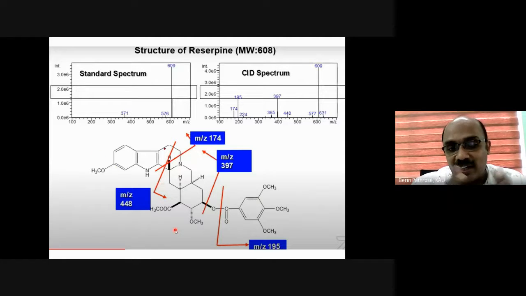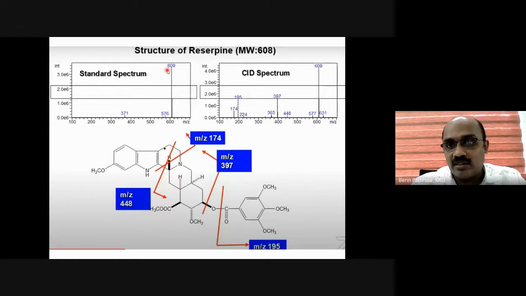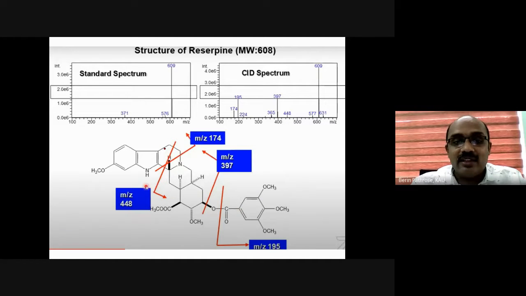So this breakage happens in the collision cell, the second quadrupole. Once it reaches the third quadrupole, it measures the molecular weight, and there will be some part of the reserpine which is not completely broken down in the collision cell. So we will measure a molecular weight of 609, that of the parent compound, the reserpine parent compound. And you can see a peak of 397 here, this compound. Then we will have a peak of 195, this part. Then we will have a peak of 174 here, this part. Then we will have a peak of 448.